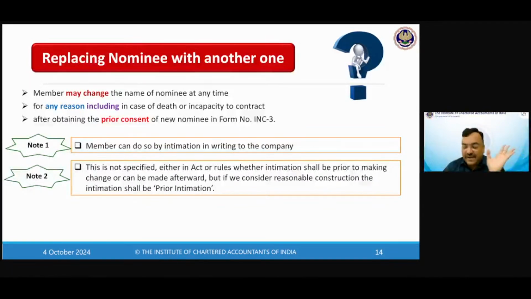This is not specified. What we are saying from few minutes, that prior consent of nominee, but please read note number 2. This is not specified either in the act or rules whether intimation shall be prior to making change or can be made afterwards. But if we consider reasonable construction, the intimation shall be prior. ऐसा कहीं लिखा है कि वो जो कंसेंट है प्रायरली पहले लेनी है बाद में लेनी है, but logically reasonable construction फॉलो करते हुए ये decide करते हैं कि it should be a prior. Right?